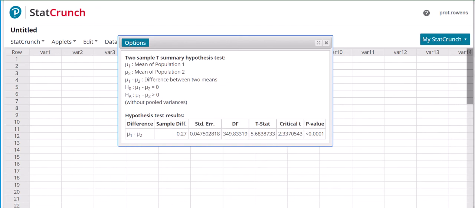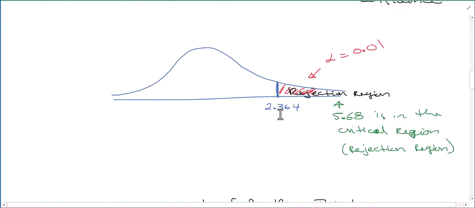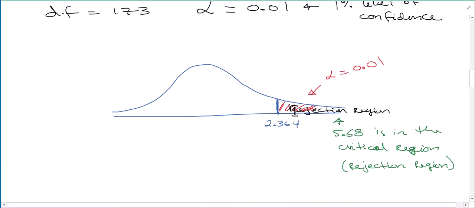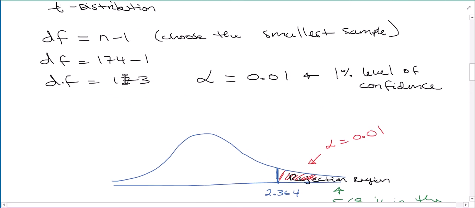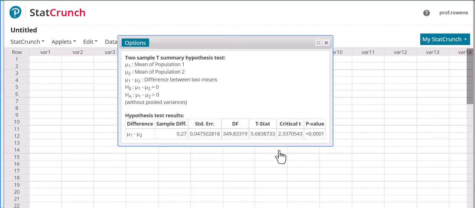When we did the critical region method, we got, where is it? We got 2.364. So StatCrunch is more accurate, right? Because it's using the actual 173 degrees of freedom. We used 100 because the table didn't give us the values between 100 and 200. So StatCrunch gives us a more accurate critical region, but they're still pretty close.